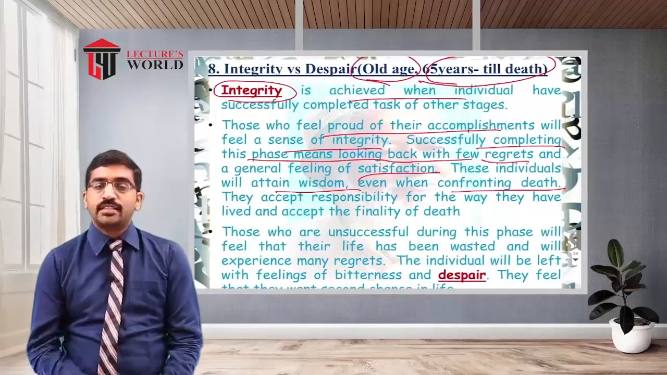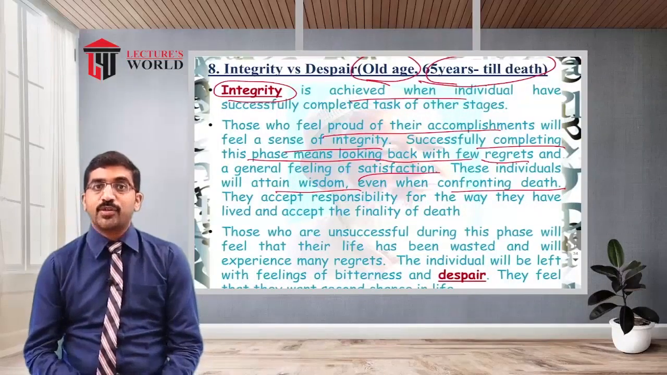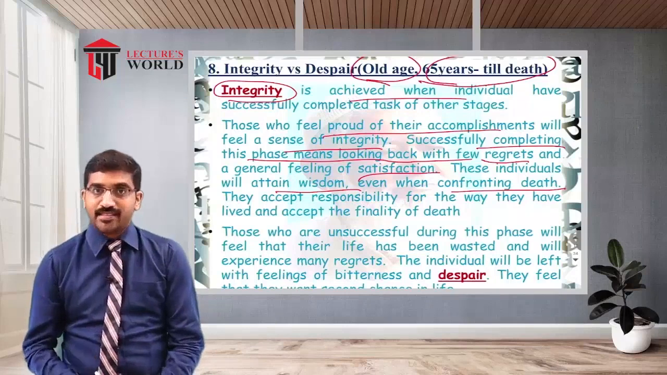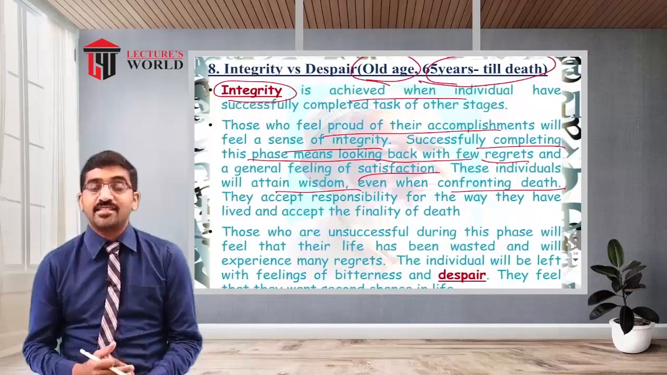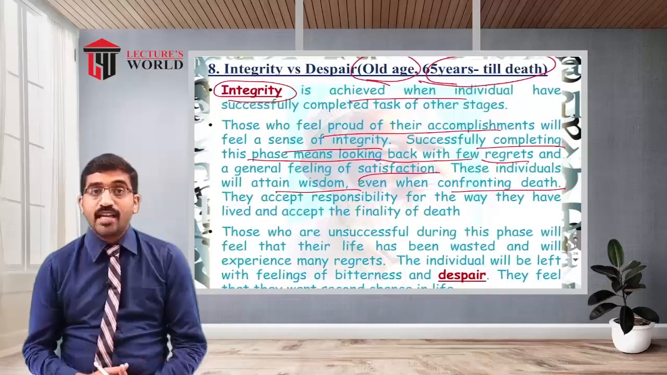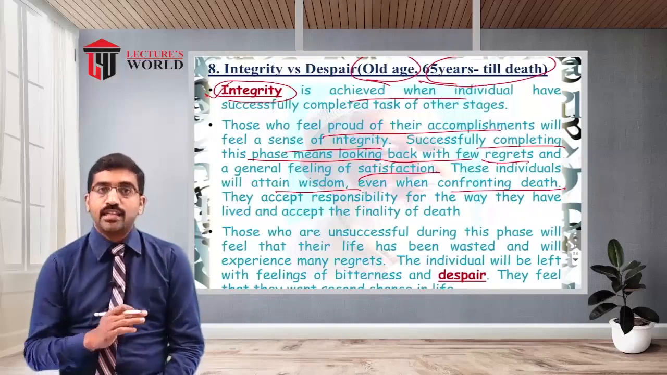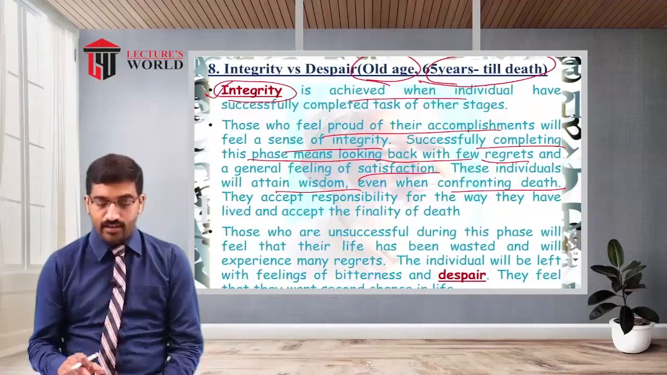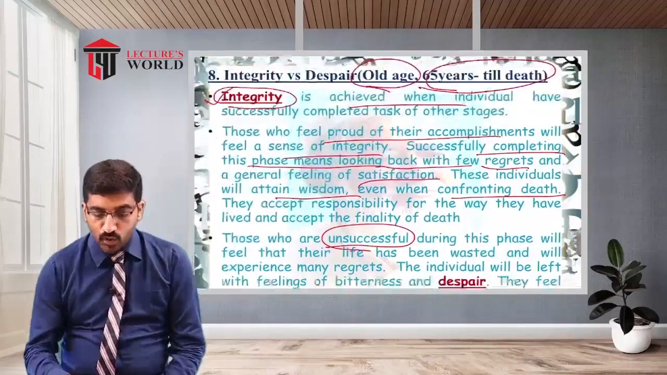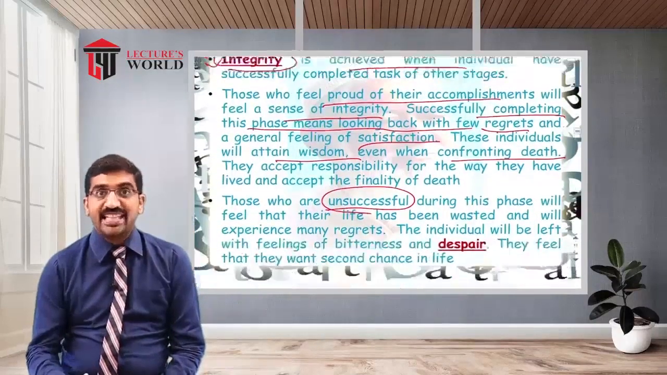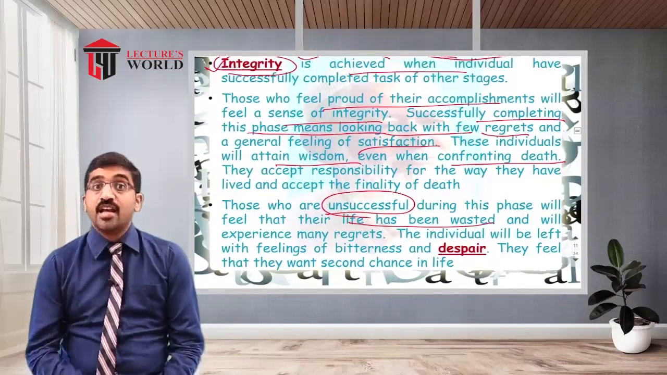Because old people always think that my maximum age is covered. 65 to 70 is the life expectancy we generally consider in our country. So I feel that this is my last age, or I am about to die, I have achieved everything. Those who have achieved everything have good integrity, in the sense that they feel I have achieved everything. But some people feel they are unsuccessful. For those people, despair comes. They will have a despair attitude. Despair means they feel that my life has been wasted. I did not do anything.